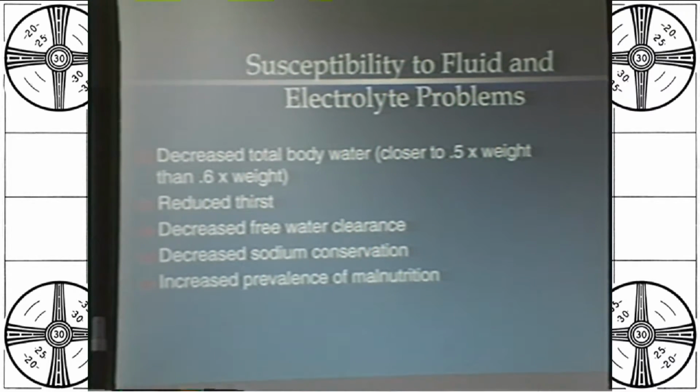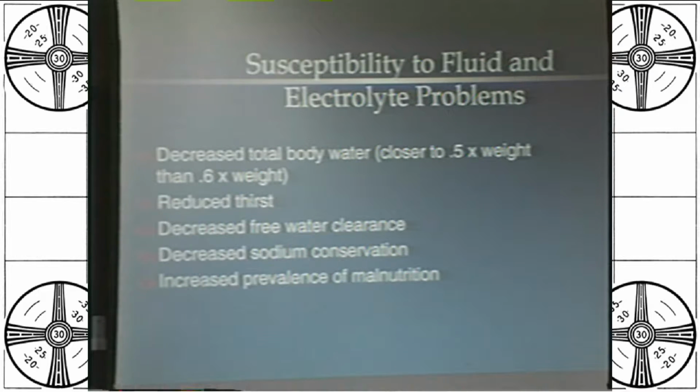Why are older people susceptible to fluid and electrolyte problems? One reason is decreased total body water, which is closer to half of total body weight rather than 60%, which is what we're usually taught. Because of that, drugs that are water soluble will tend to have higher concentrations.